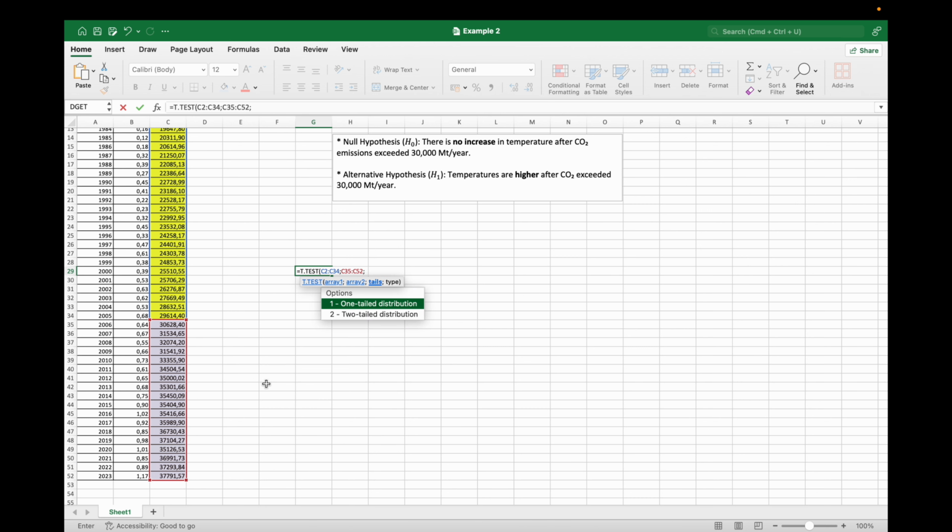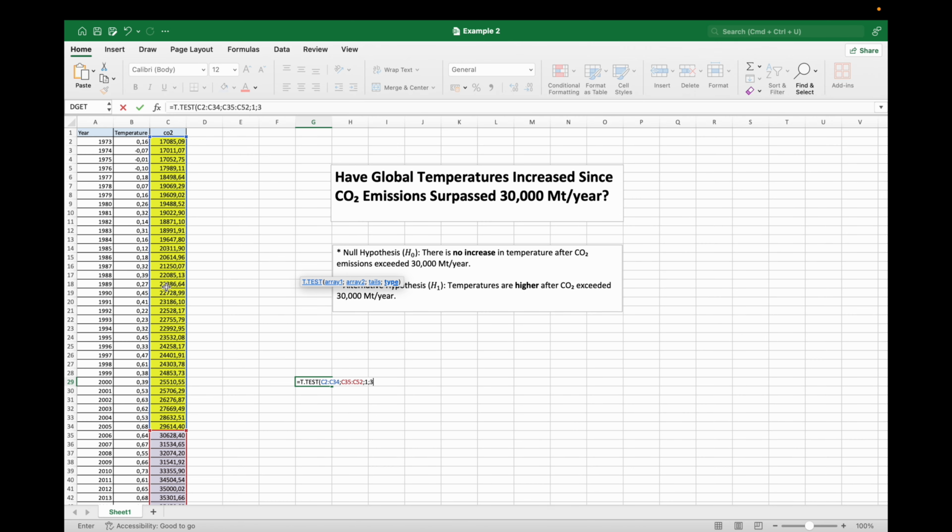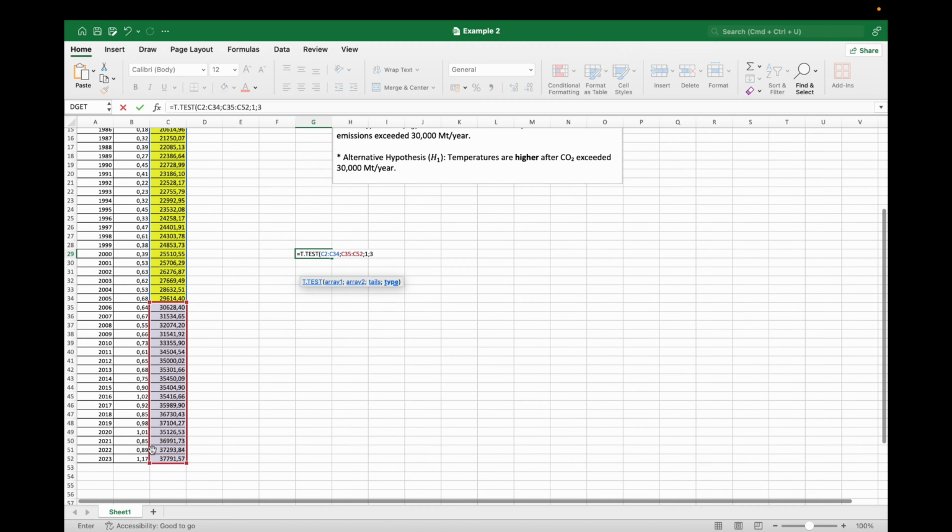And we want to perform the one-tail test. And the type is going to be unequal variance because, as you can see, there are a lot more years below the 30,000 million tons a year than the surpassed ones.